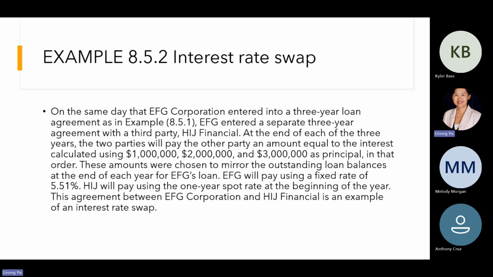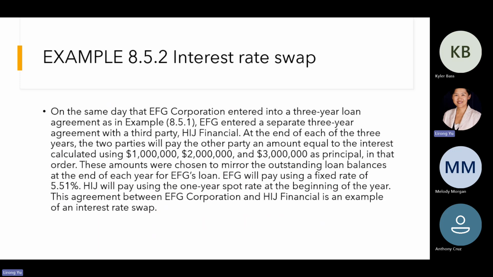So on the same day they enter the 3-year loan agreement to borrow the money, they enter a 3-year agreement with a third party, HIG Financial. What they are doing is an interest rate swap. So this is not a loan, it's separate from the loan agreement that EFG already has. What they want is a contract that offers the possibility of a fixed rate. So at the end of each of the 3 years, the two parties will pay the other party an amount equal to the interest calculated using 1 million, 2 million, and 3 million as principal in that order. These amounts were chosen to mirror the outstanding loan balance at the end of each year of EFG's loan.